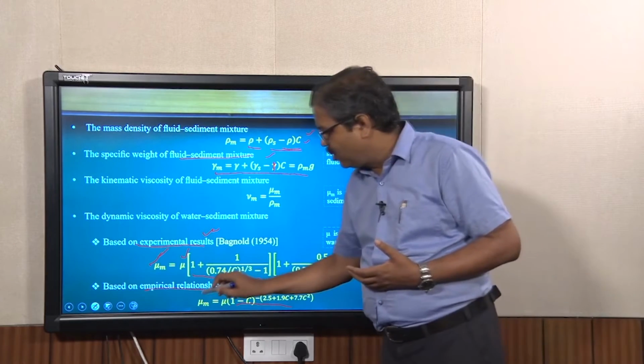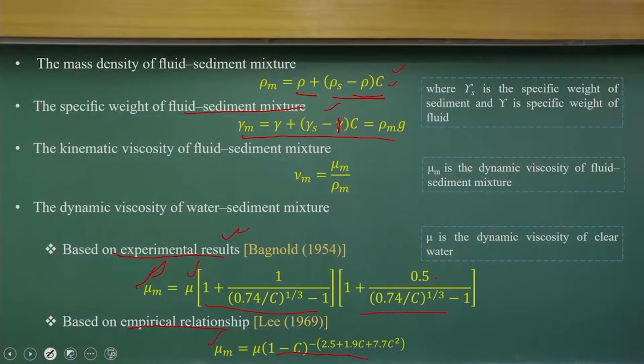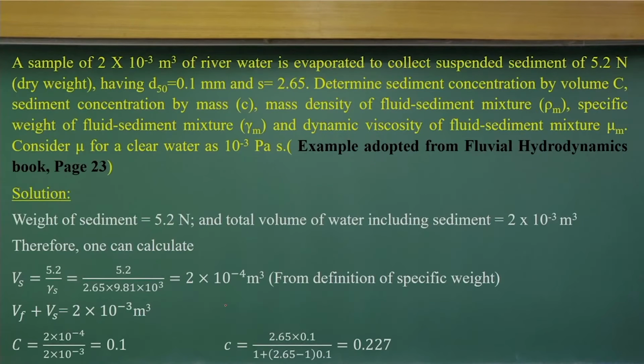We can find out the dynamic viscosity of the water and sediment mixture from the experimental data. Now let me go through a very simple example to show how we can compute it. Consider a volume of 2 × 10^-3 cubic meters of river water, evaporate it to collect the suspended sediment, and weigh it. Then you have the D50 value and the specific gravity.